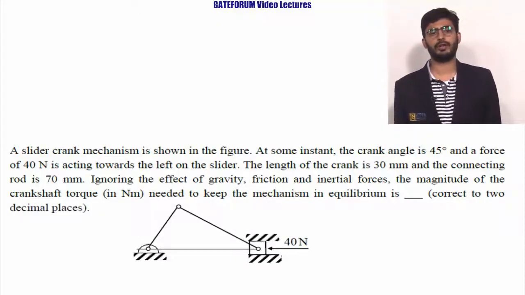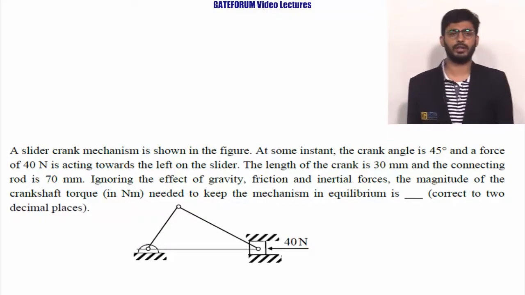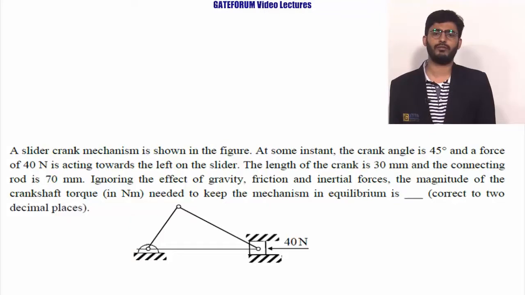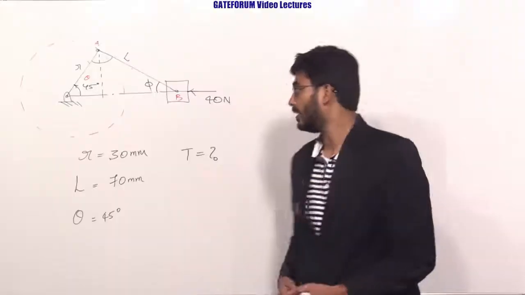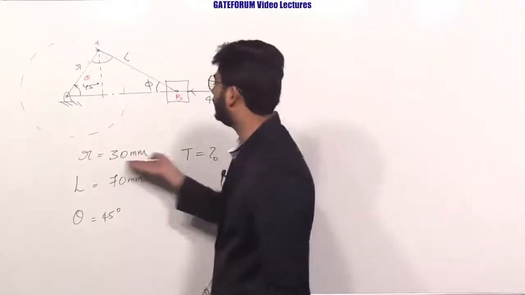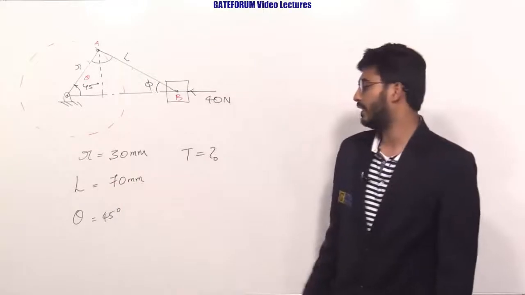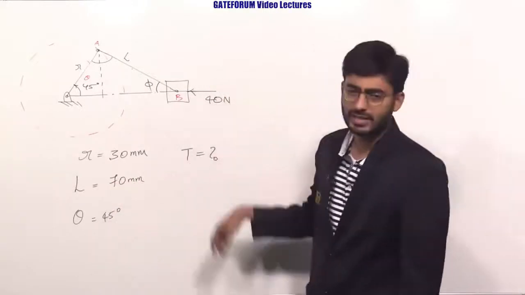This question belongs to the topic theory of machines from subtopic dynamic analysis of mechanisms. Here is the question. A slider crank mechanism is shown in figure. At some instant, the crank angle is 45 degrees and a force of 40 Newton is acting towards left on the slider. The length of the crank is 30 mm and the connecting rod is 70 mm. Ignoring the effect of gravity, friction and inertial forces, the magnitude of crankshaft torque needed to keep the mechanism in equilibrium is dash. Here is the mechanism given to you, with crank length 30 mm, connecting rod length 70 mm, crank angle 45 degrees, and torque to be calculated.